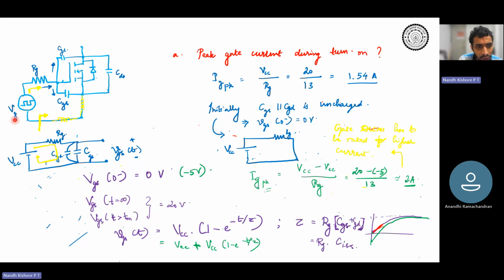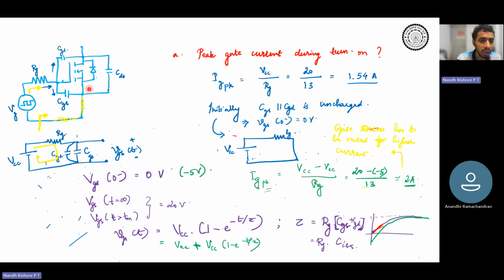Your VG becomes equal to VCC, so VG travels from VEE to VCC. Your VG has been replaced with VCC, and then you have the RG. Now we saw that the current that comes over here has two paths. One can be through CGD and one can be through CGS.